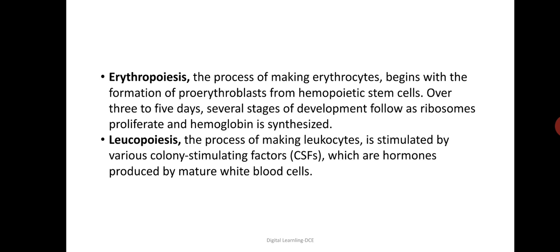Erythropoiesis is the process of making erythrocytes, that is RBCs. It begins with the formation of pre-erythroblasts from hemopoietic stem cells over 3 to 5 days. Several stages of development follow as ribosomes proliferate and hemoglobin is synthesized. Leukopoiesis is the process of making leukocytes and is stimulated by various colony stimulating factors, which are hormones produced by mature white blood cells.